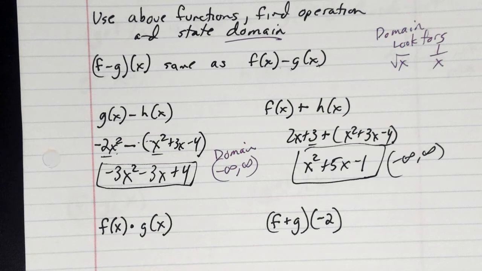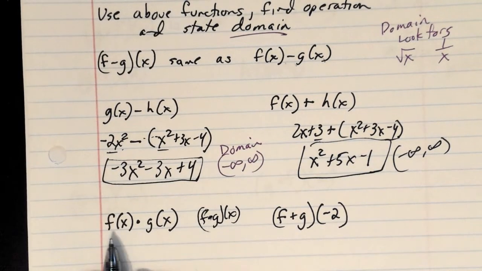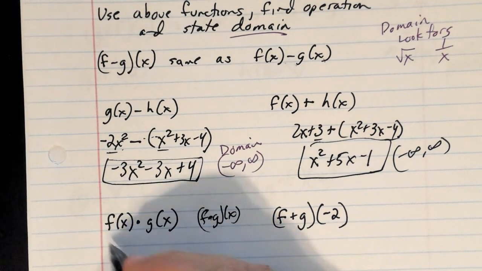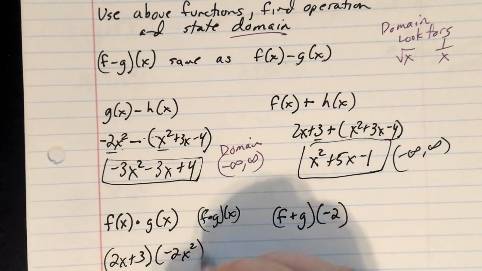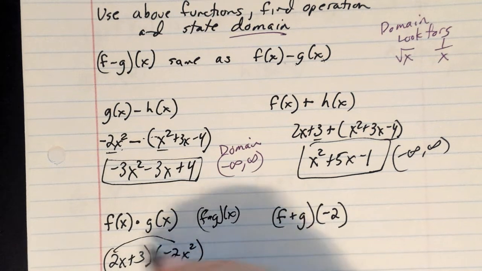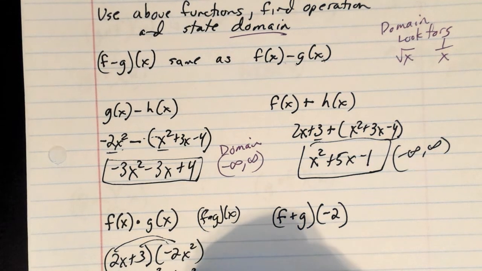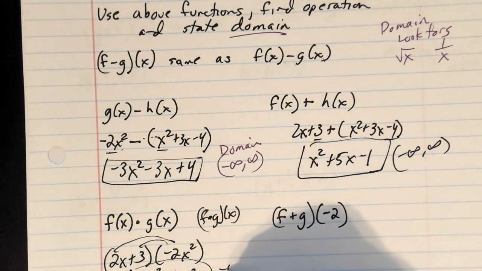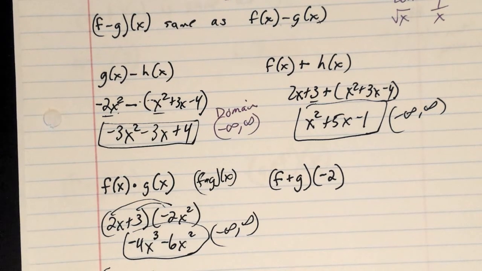f of x times g of x. And we may write it f times g of x. That's another way you write it. Okay, so we're going to multiply f of x times g of x, and basically we're just going to distribute. So we're going to get negative 4x cubed minus 6x squared. And again, no denominators, no square roots. It's all real numbers.